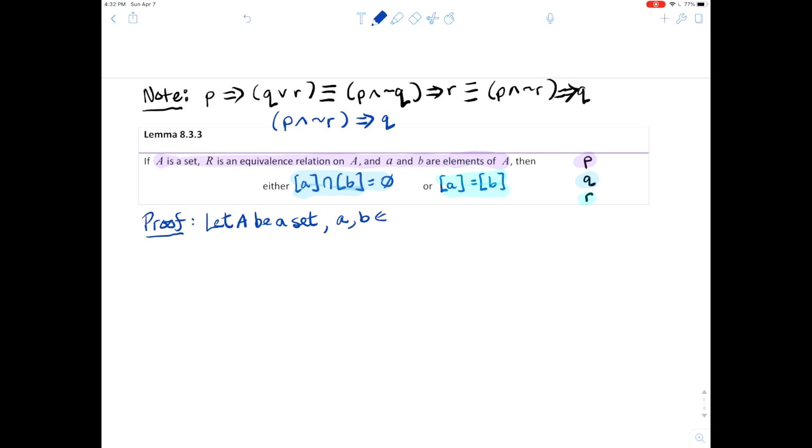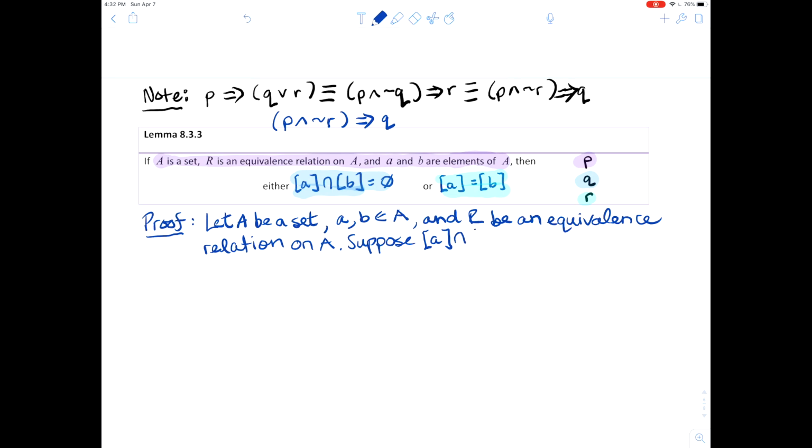We'll have a and b be elements of A, and R be an equivalence relation on A. We're going to suppose that the class of a intersect the class of b, when we negate that, is not equal to the empty set. Cool?